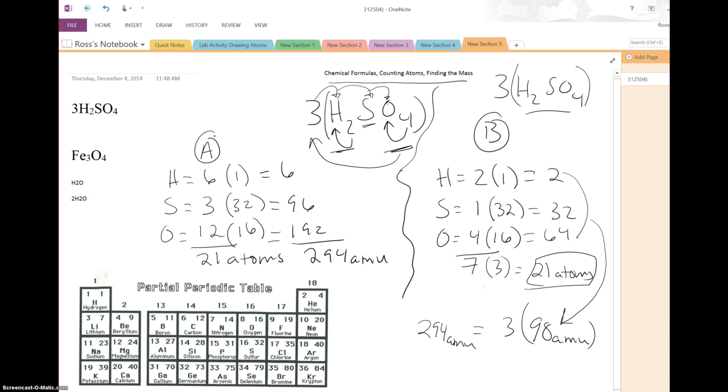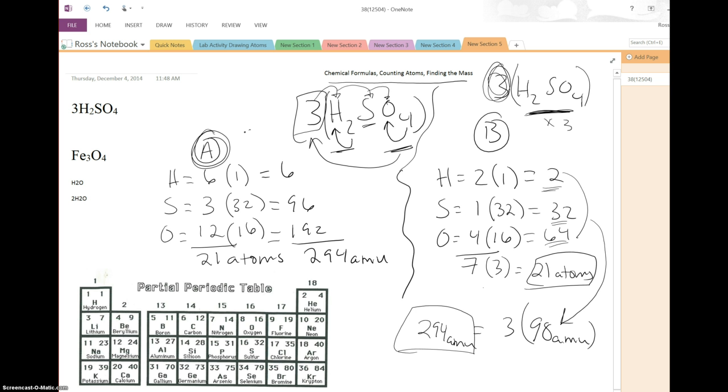I like option A because that way I'm never forgetting about this 3. In option B, you're still doing the same math and you're still coming up with the same answer, which is perfectly fine. However, we want to make sure that when we're doing this, we are not going to forget about this 3, because here we're talking about 2, 32, and 64, but we need to remember that that's the mass of just this one compound, not this compound times 3. If you're forgetful like me, do it this way. That way it keeps the 3 there the whole time.